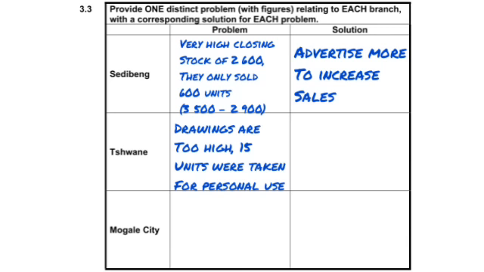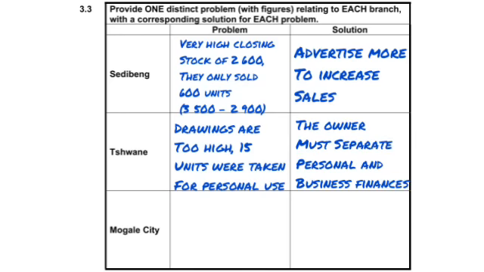And then when we get to Tshwane, we said that the drawings are too high. That's 15 units that were taken for personal use. If you want, there you can even include the price. The prices of each unit, if you looked at our information, it was 1.2 each. So 1.2 times 15, that will give you a very high amount.